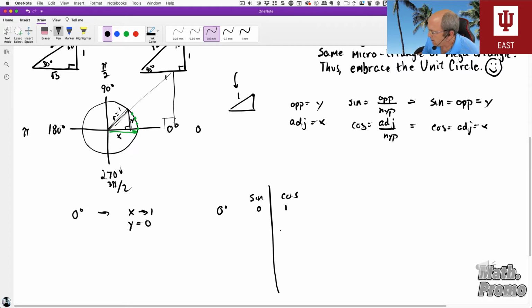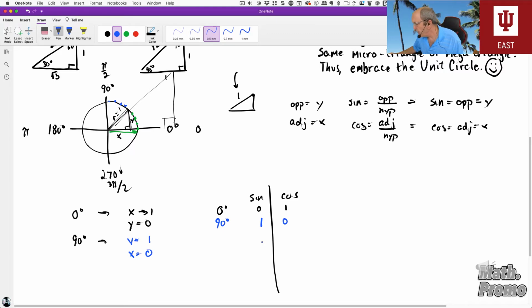Okay? Now, let's go ahead and just to make it easy, let's go right to 90 degrees. Now what's happening to y? With 90 degrees, y is getting closer this way. Y is getting bigger and bigger and bigger. But what's the most it can be? What did we just say? It can be 1. So we know that at 90 degrees, y equals 1 and x equals 0. So now if you go to 90 degrees, we know that sine is 1 and cosine is 0.